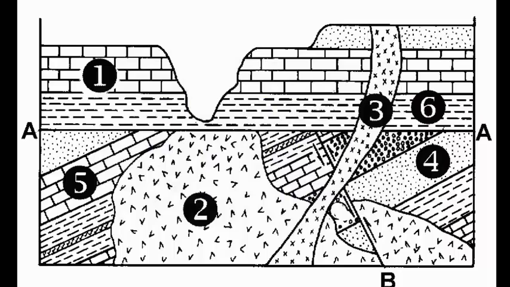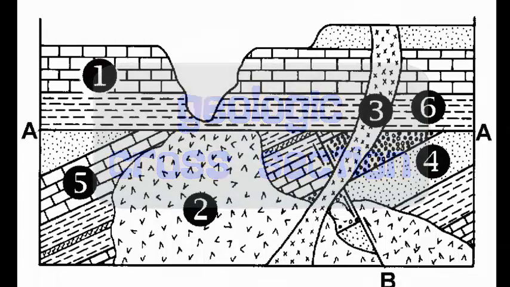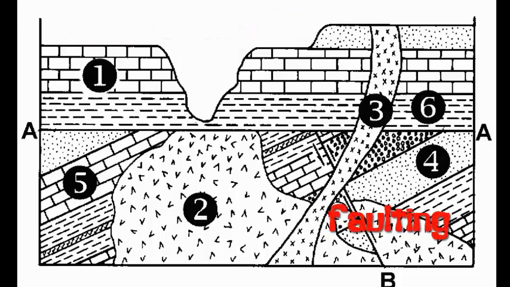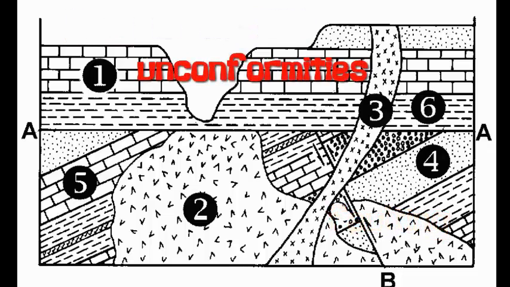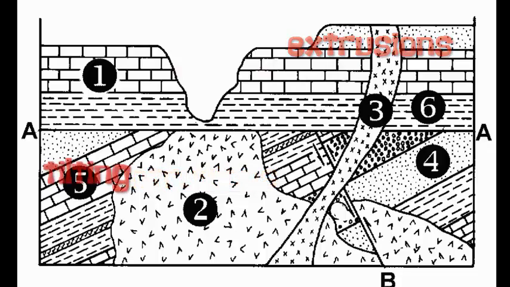What we're seeing here is a geologic cross-section. It's supposed to be showing you layers of rock inside the Earth. Now, by the end of this video, you should be able to read one of these things like a storybook, but at first glance, they can be pretty confusing. Cross-sections can show us events that happened in Earth's history, things like faulting, unconformities, intrusions, extrusions, tilting, and some other things as well.